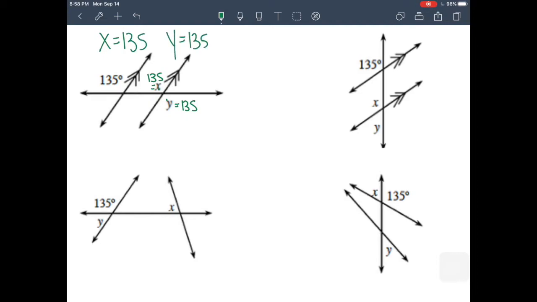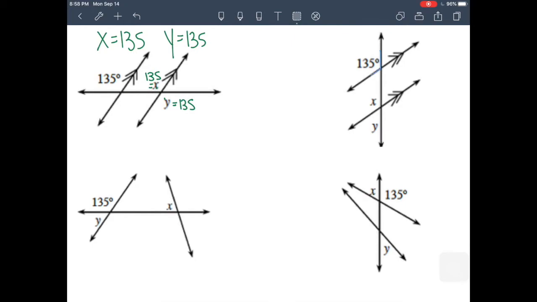Now in the next picture to the right, we're going to do the same process. Let's look at which two are going to be considered corresponding. So 135 is in the top left and x is in the top left. So let's see if there's a real special relationship there. Trace 135 and then move it down and it fits perfectly. So x is 135.